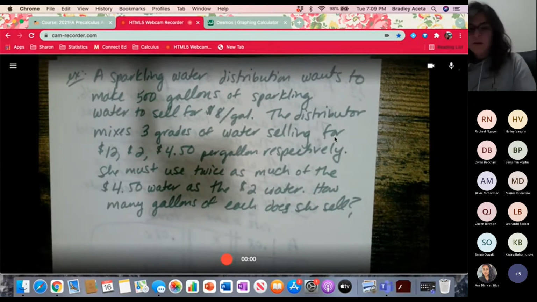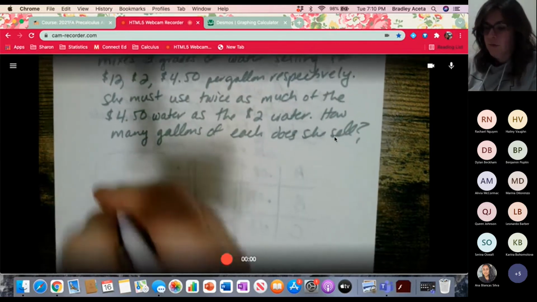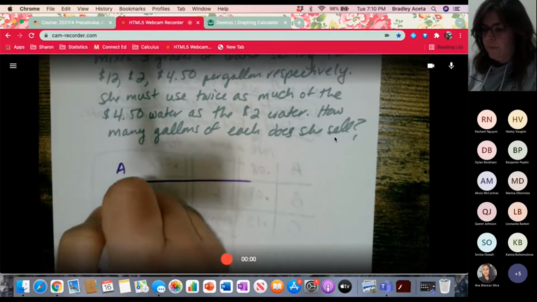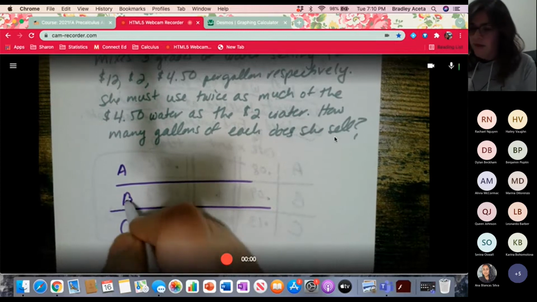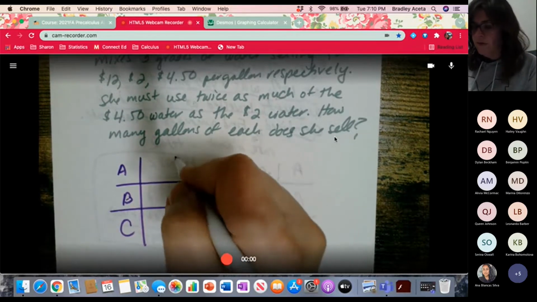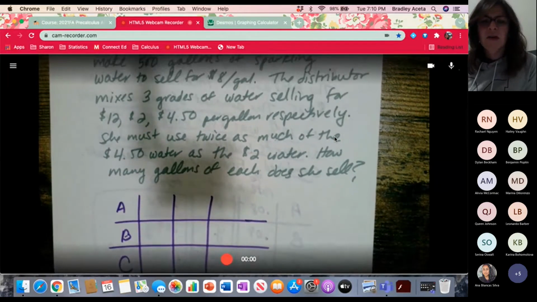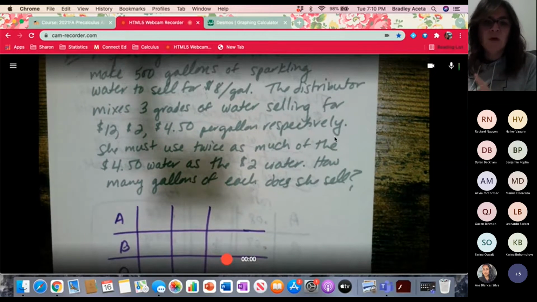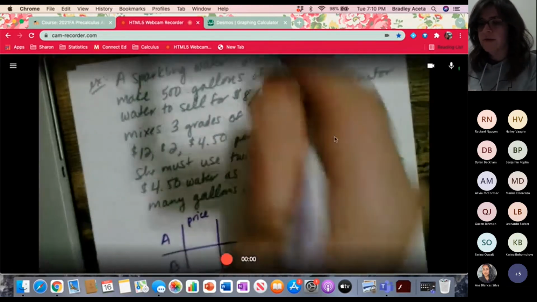Okay. So again, she's got 3 different kinds of waters that she's selling. A $12 water, a $2 water, and a $4.50. So again, I just call it ABC. It's my group. And then, so this one is similar to the one we did with the investment, but it's a little bit different because we have the amount, we have the price per sparkling water grade. So instead of a rate or a percentage column, we're going to have a price column. Check.